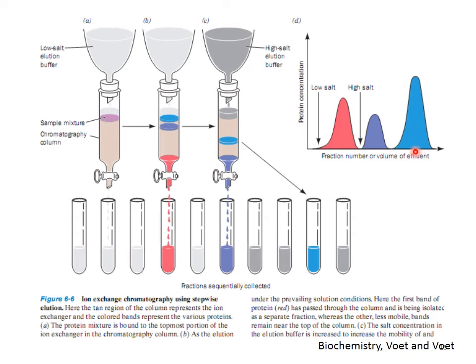And when the salt concentration is even higher, the proteins with the highest binding affinity will now be removed from the column. So in this manner, the proteins could be collected in different tubes or in different containers, and hence they could be separated from one another.